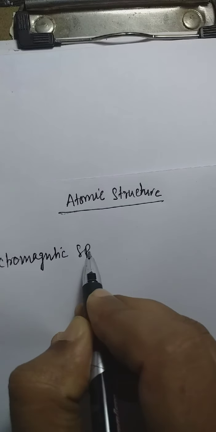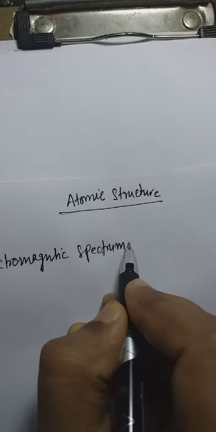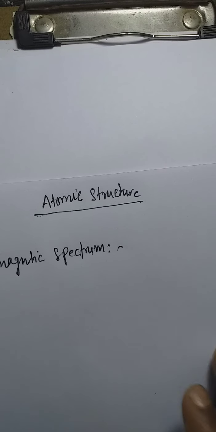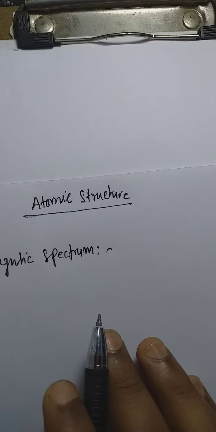The electromagnetic spectrum topic is fine. In this, whenever white light passes through a prism, it is split into a series of colored bands known as a spectrum. What is a spectrum?